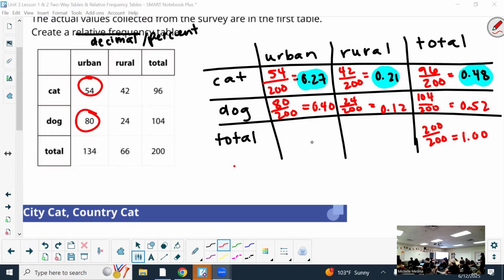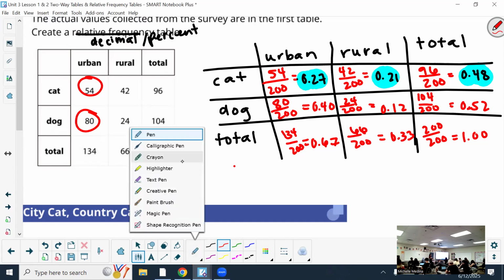Natalia, what would go here? What's the relative frequency for the total people that live in an urban area? 0.67. So again, like these should add up to the totals, or just get it from over here, 134 divided by. And then Logan S, what will go here? Good. And that would be from dividing 66 by 200.